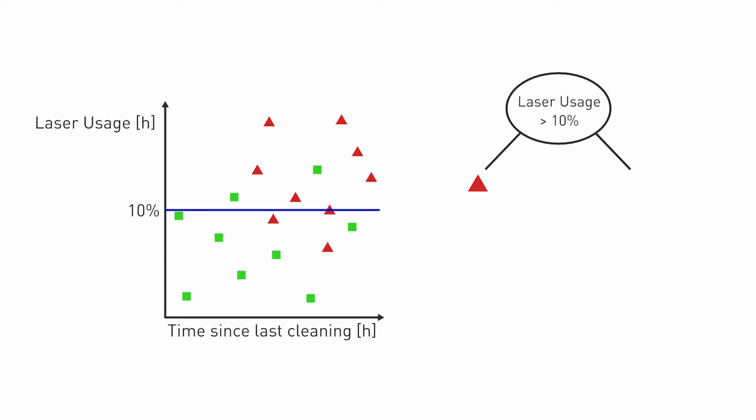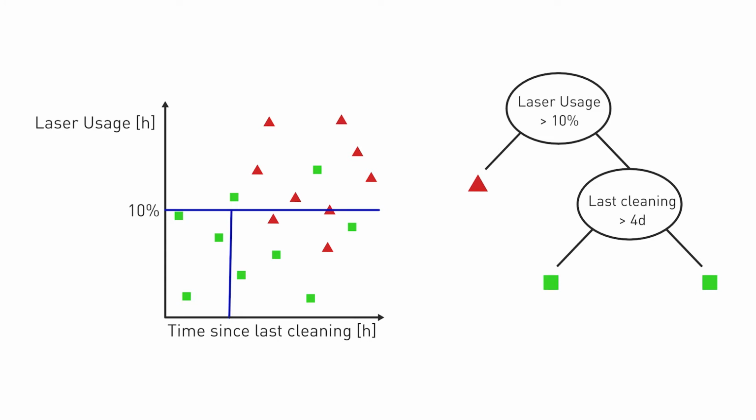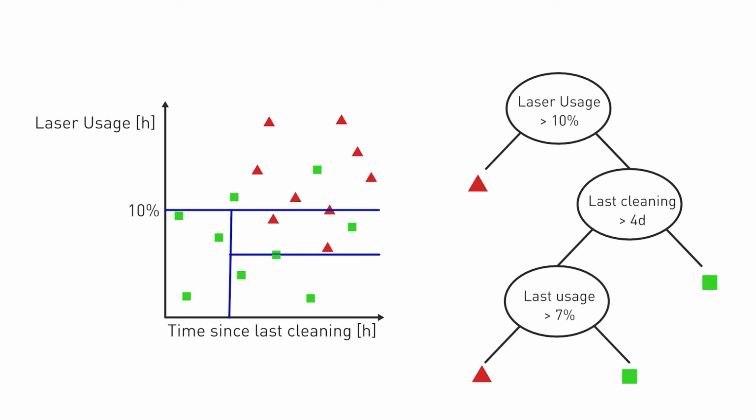The next is whether the time since the last cleaning is larger than 4 days. And then you see that on the left of the line, there are only green dots, and on the right it's kind of a mixture between green and red. Keep in mind that this algorithm asks the questions not only for the 2 visualized parameters, but for all available 100 parameters. So more questions are asked by the algorithm. Again, one about the laser activity, resulting in only green below the line and rather red above. On the right, a decision tree has formed.